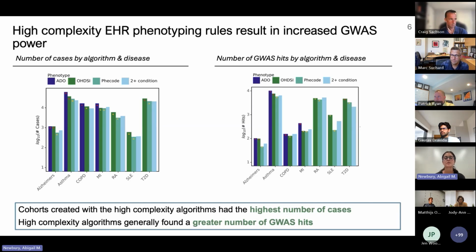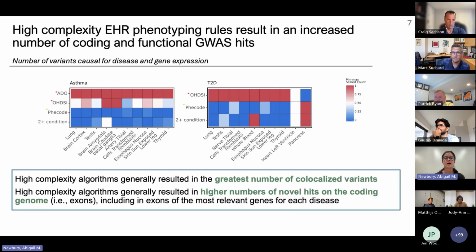And so hits are the number of SNPs that are significantly associated with the disease. And so this is really impactful to be able to identify potentially disease-causing mechanisms along the genome, but we really want to make sure that these hits are biologically meaningful and we're not just grabbing random, unuseful hits. And so one of the ways that we look at this is we look at the number of coding and functional GWAS hits. And so this graph here is showing the number of variants that are causal for disease and gene expression. And this analysis is known as GWAS eQTL colocalization.